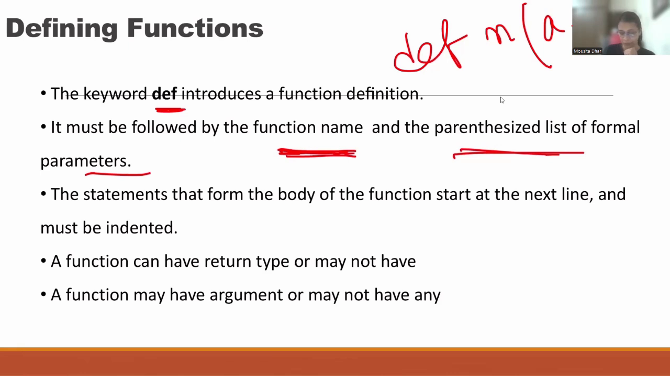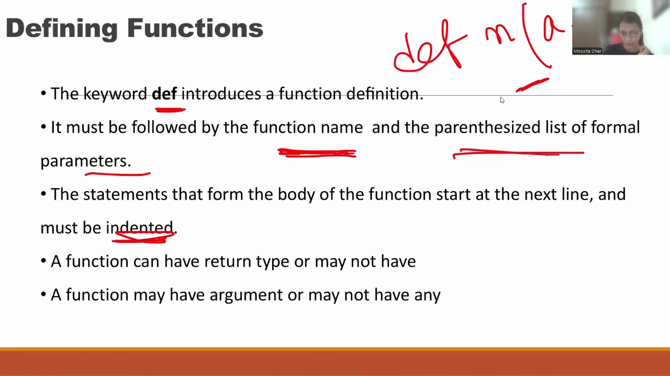Next, the statement that forms the body of the function starts at the next line. So in the next line, you have to start the body of the function. Body of the function means where we write our block of code, which we are going to reuse in future. And it must be indented. Hope till now you got the idea about indentation. So after def, you have to put one colon. After the colon, it will give an automatic space here, and we will start from here. This is called indentation. I am writing and showing.